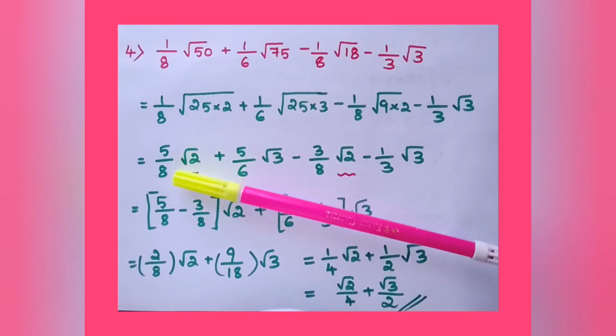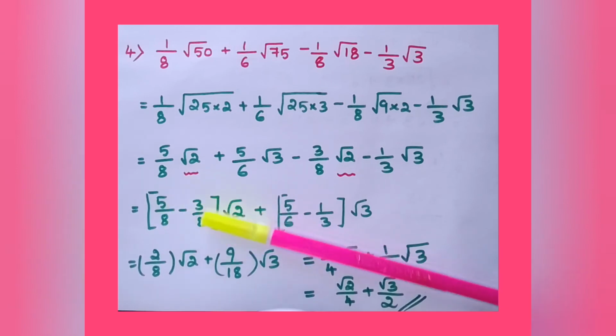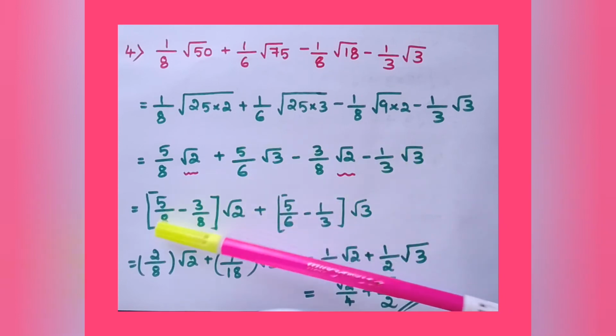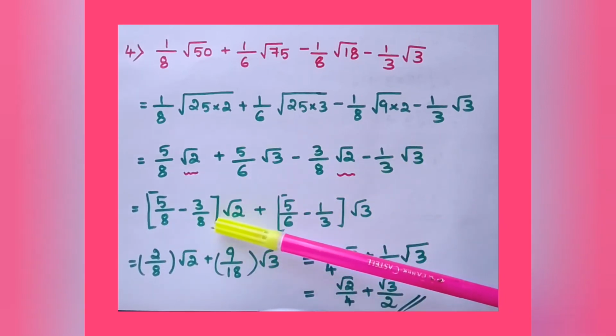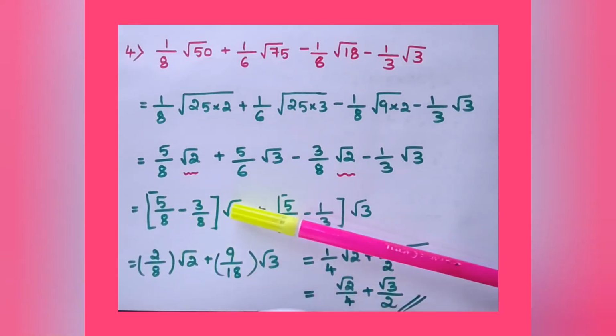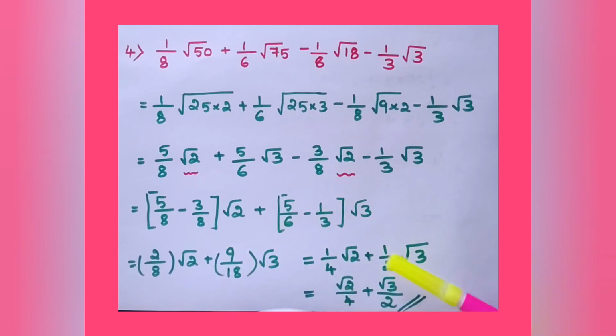Group them. 5 by 8 root 2 minus 3 by 8 root 2. That will give you 5 by 8 minus 3 by 8 of root 2, and these will be under one group, 5 by 6 minus 1 by 3. On taking LCM, the denominator is the same, you can just subtract or add the numerators. We know 5 minus 3 is 2, so 2 by 8 is 1 by 4. And on simplifying this, you get 9 by 18, and 9 by 18 you can write as 1 by 2. So you get the answer 1 by 4 root 2 plus 1 by 2 root 3. Further, you cannot simplify surds of different radicands, so you will retain this as the same.